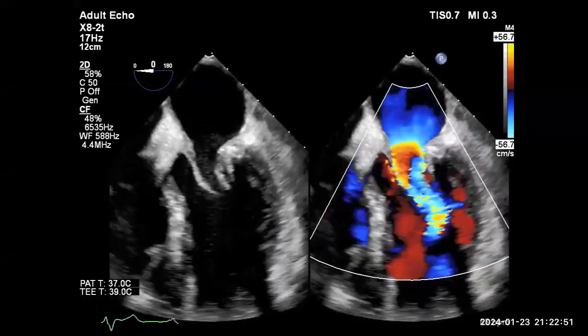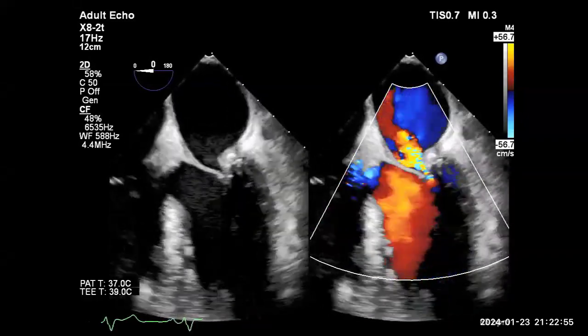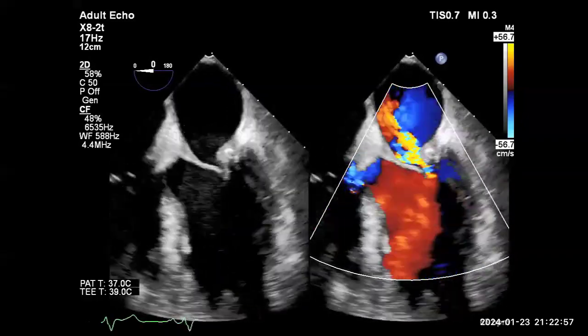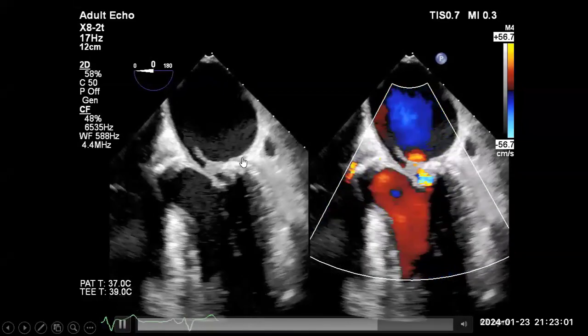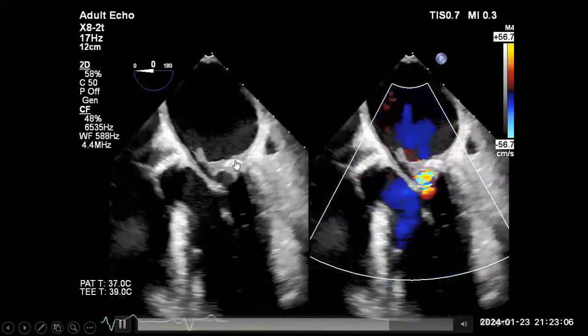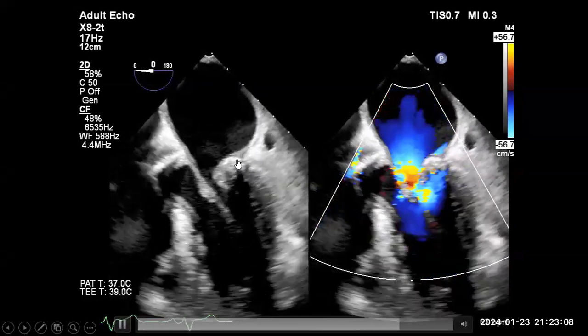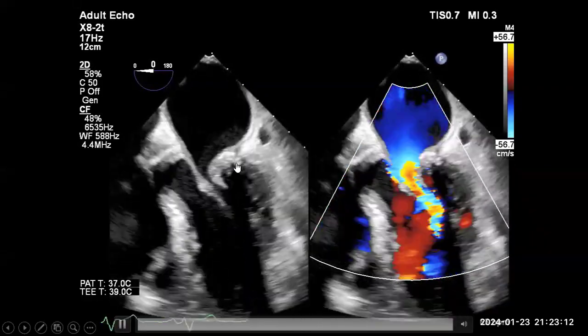First of all, look at the valve itself. Does this look like a normal valve or not? Look at the posterior leaflet, it's very thick. So this is a rheumatic mitral valve. That's why you can see the anterior leaflet is moving while the posterior is fixed.